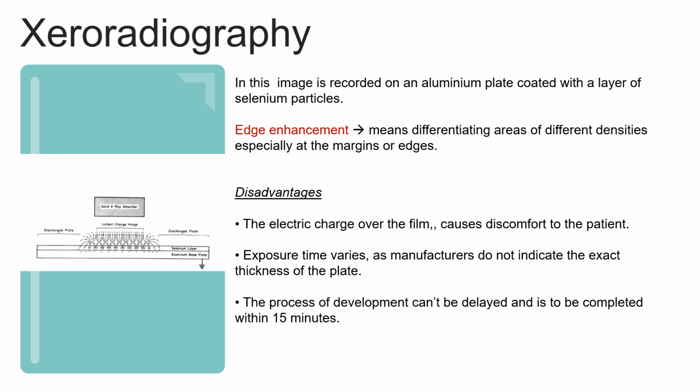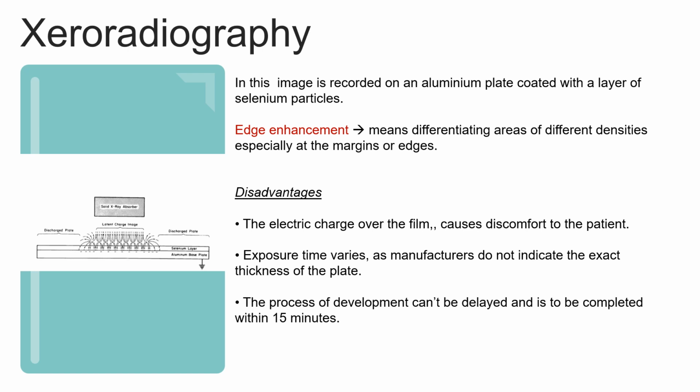Now what happens is there is production of a visible image by utilizing a charged surface, which is amorphous selenium here, as the detecting medium, partially disrupting the charge by exposure to X-rays to form a latent image, and making the latent image visible by xeroradiographic processing. This system also works by the process of edge enhancement, which means differentiating areas of different densities, especially at the margins or edges.